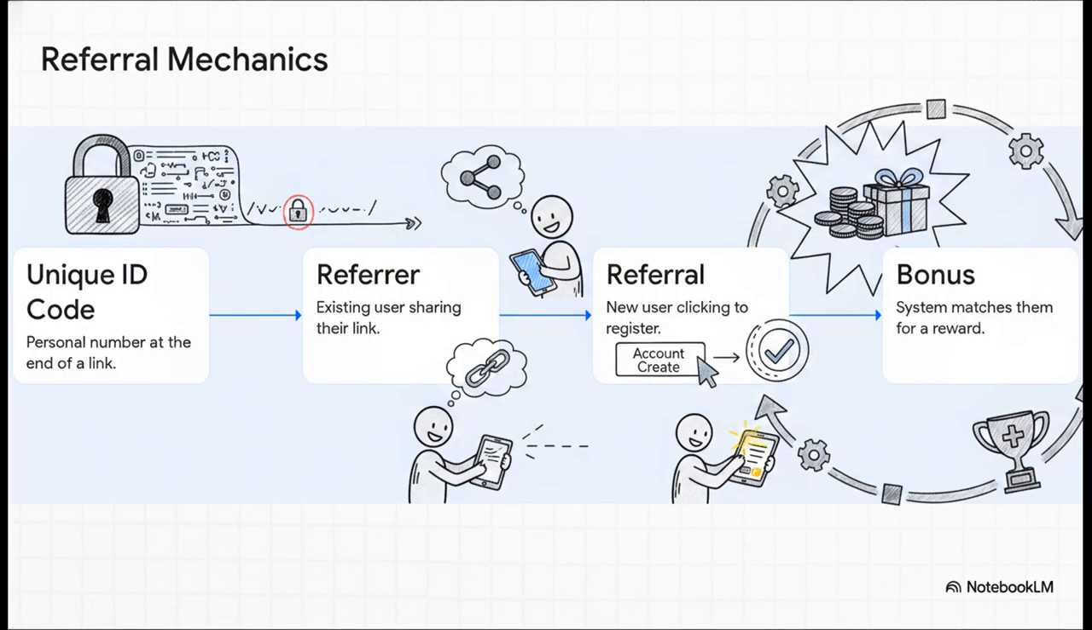Now, what's really interesting here is the invisible handshake that happens in literally a fraction of a second. Step 1 is the unique ID code. Basically, every user is given a personal number baked right into the end of a URL. This code tells the company's database exactly who is doing the inviting. Step 2 is the referrer. That's the person who already has an account and shares that link. Step 3 is the referral, the brand new user who clicks the link and creates an account. And finally, Step 4, the bonus. The system perfectly matches that brand new account to the inviter's unique ID, and boom, it triggers a reward like cash, points, or discounts. It's just a flawless automated loop.